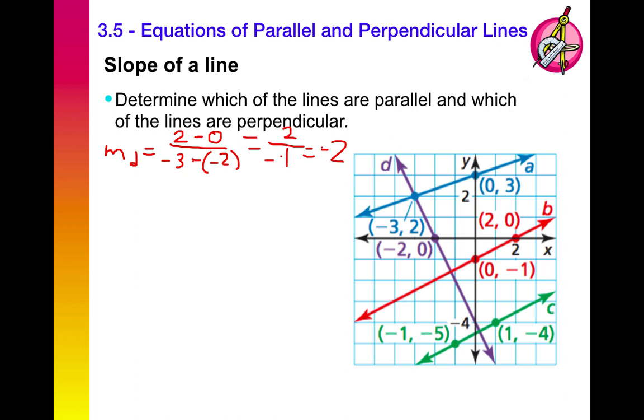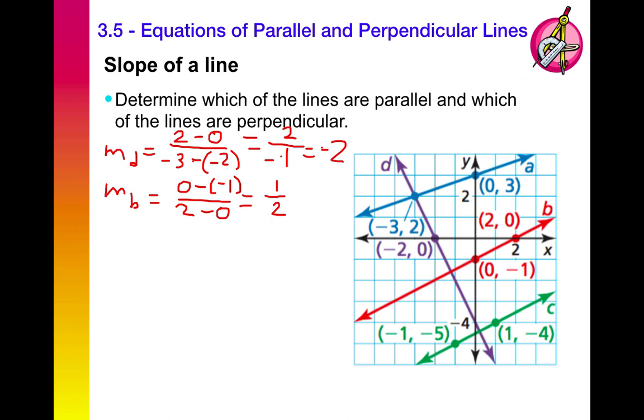Let's just look at line B. The slope of B is going to be, well, I'm going to take this point first, 2, 0, and I'll take 0, -1 second. So it's going to be a y of 0 minus a -1 over 2 minus 0, and that's going to be exactly 1/2. And 1/2 is the negative reciprocal of -2, or if we multiply them together, we get -1. So these are perpendicular lines.